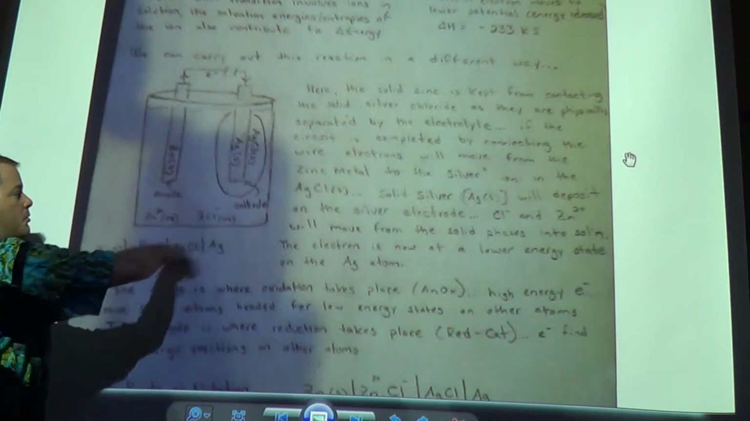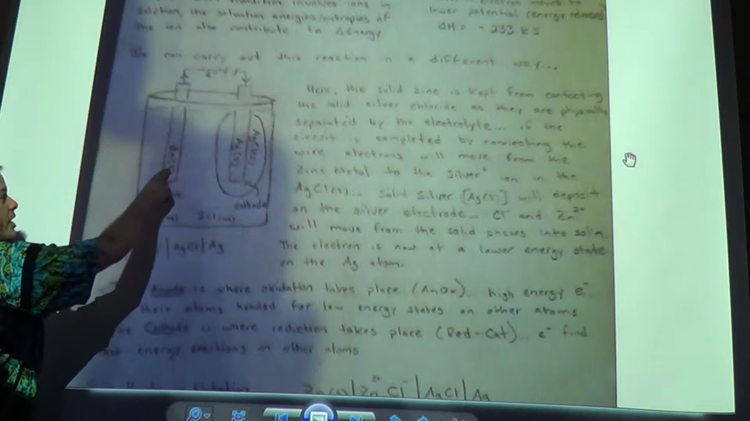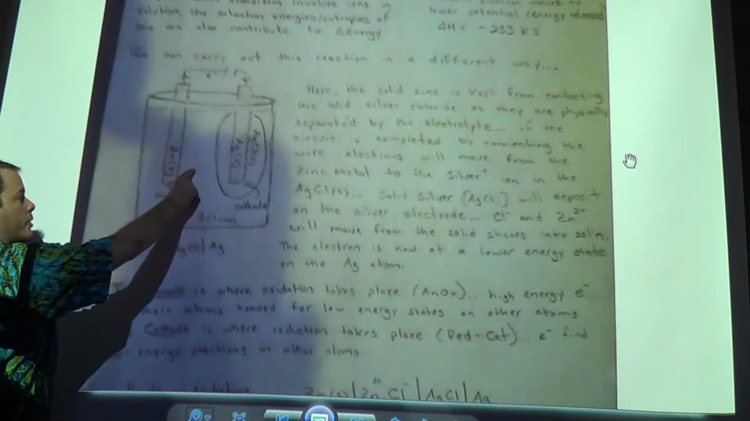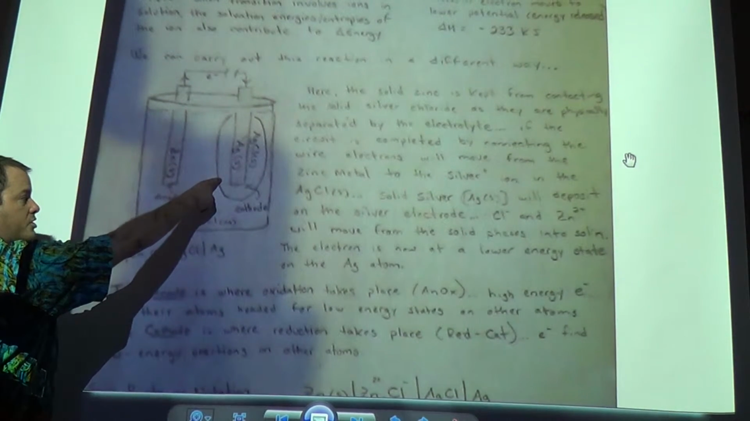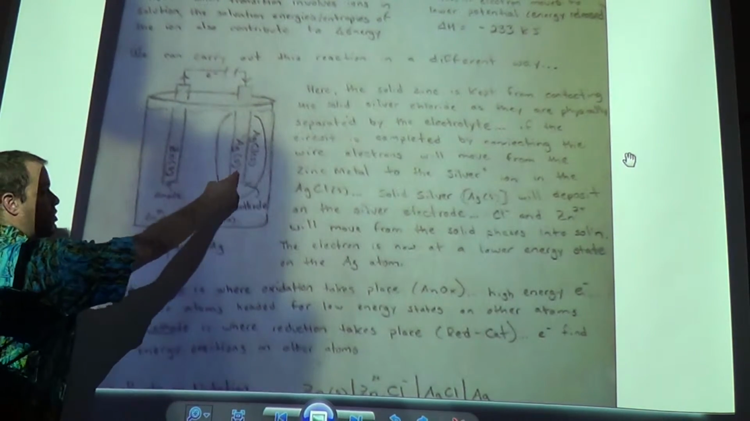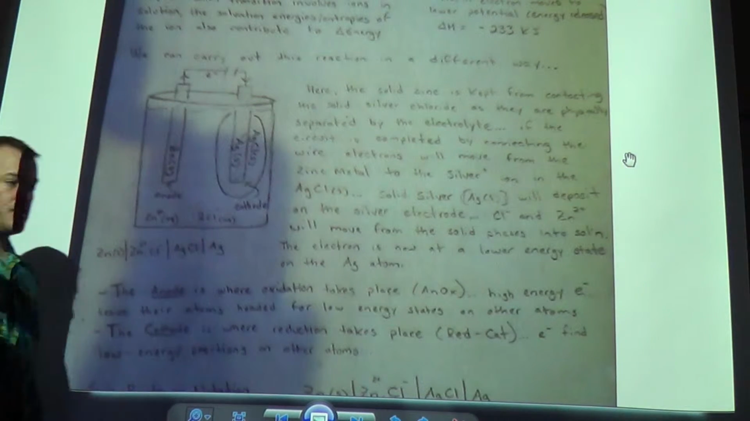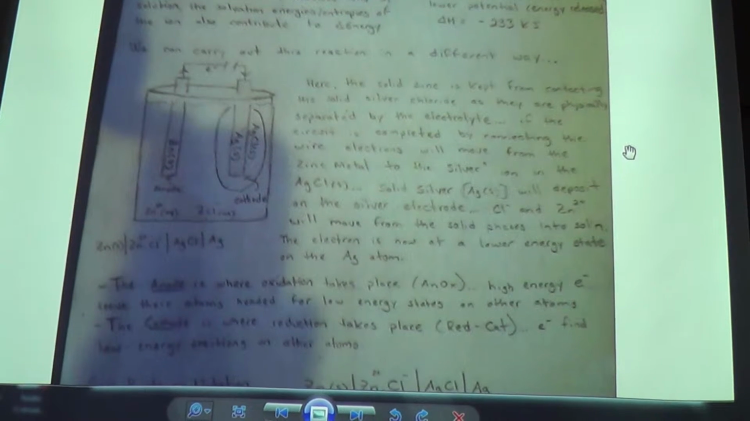If we wanted to figure out what the total change in potential was across this cell, we'd have to figure out what the change in potential is when we cross from the solid zinc to the solution, from the solution to the solid salt, and from the solid salt to the solid silver. It's those phase boundaries that create the changes in the potential of the cell.